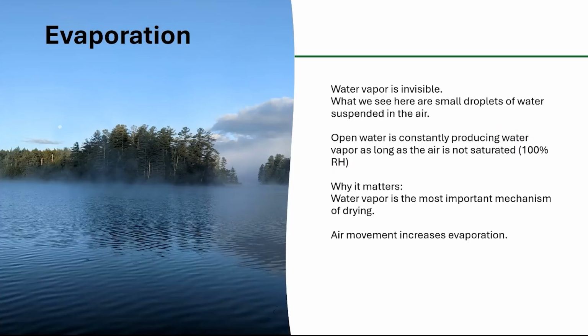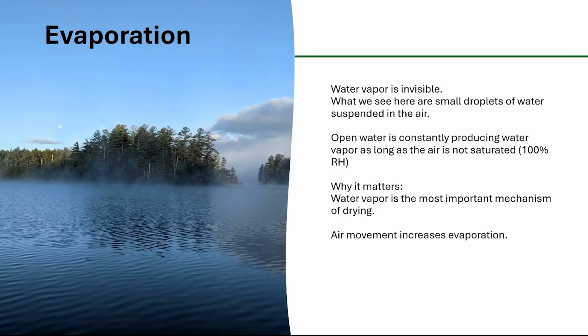Anytime you have the presence of liquid water and air that is not at 100% relative humidity, you are going to be having evaporation. And the actual water vapor is invisible. What you see on the surface of that lake are water droplets. So individual molecules of water have achieved enough energy to escape off the surface of that lake and then immediately bumped into another one and clumped up into a droplet layer. But the evaporation is still continuing, it's still going up, and so that mist is dissipating into water vapor that you can't see. And why all this matters is that water vapor is the most important mechanism of drying.